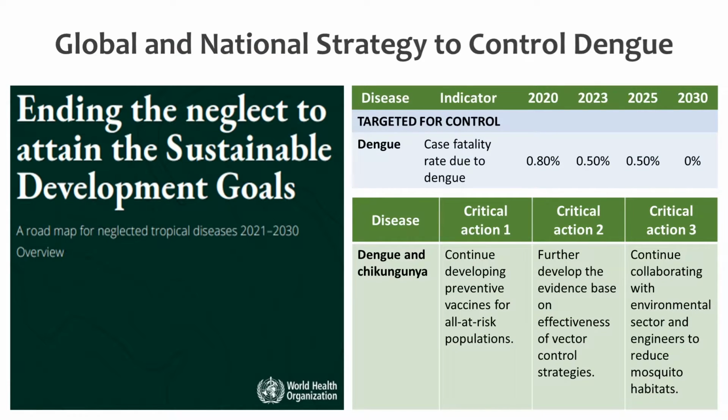This is about the global and national strategy to control dengue. WHO stated that by 2030, there should be an end to the neglected tropical diseases, and dengue is one of them. By 2030, we hope the case fatality rate due to dengue will be 0%. To achieve this target, there are three fundamental critical actions. First is to continue developing preventive vaccines for all at-risk populations, followed by further developing the evidence base on the effectiveness of vector control programs. The last is to continue collaborating with environmental sectors and engineers to reduce mosquito habitats.